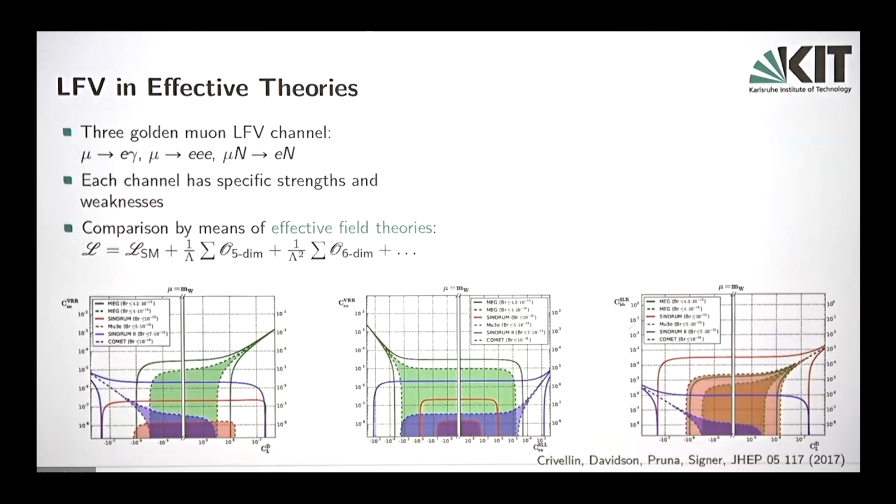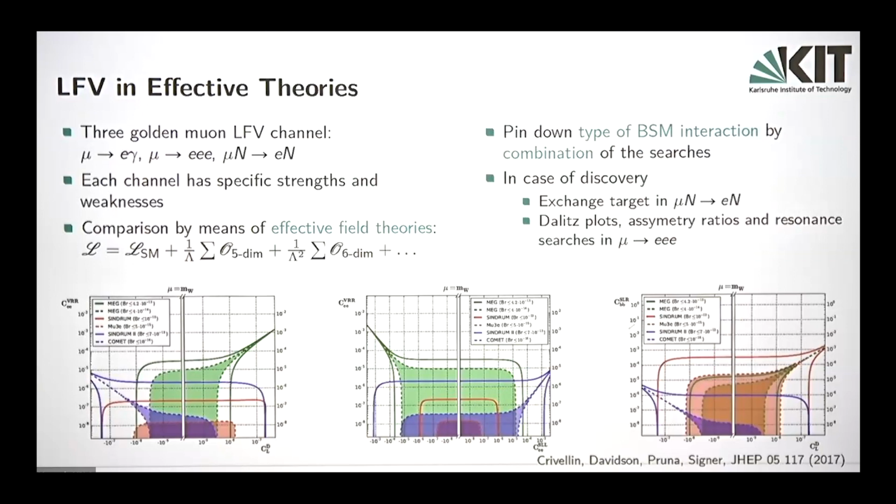So basically, they always put 2 different operators against each other. And then you have in red is Mu3e-like, and blue is the conversion experiments, and the green ones is MEG II. And you can find your favorite combinations of operators where your favorite experiment comes out at top. So yeah, you all know there's lots of combinations that you can have there. So the idea basically is you can pin down the type of BSM interaction if you combine all the searches, in case you see at least in one channel something.